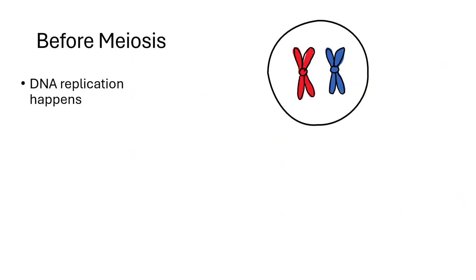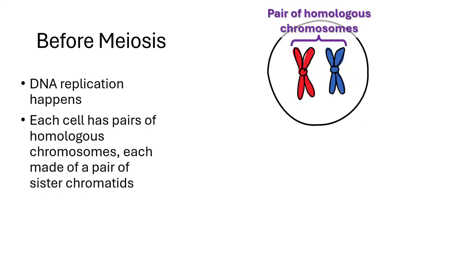Before meiosis, I just want to point out, you do have a DNA replication event happen in S phase, where you synthesize a completely new set of DNA. Because of this, each cell is going to have pairs of homologous chromosomes, and each pair of homologous chromosomes, remember, one maternal, one paternal, contain genes for the same traits, but they can have different alleles. And then each of those chromosomes is made up of a pair of sister chromatids. Now, the sister chromatids are actually completely genetically identical. They should have the exact same alleles for the exact same genes.